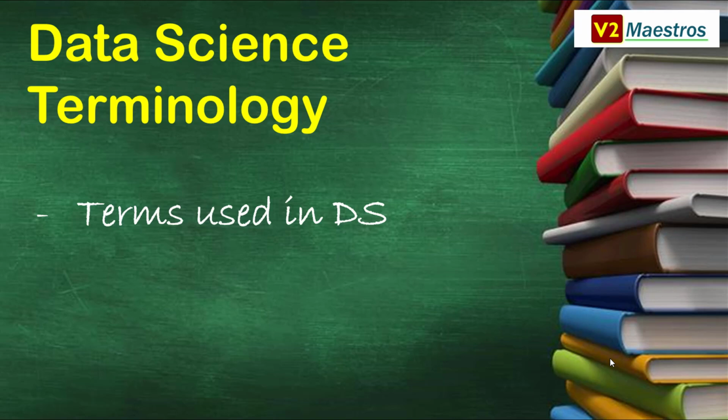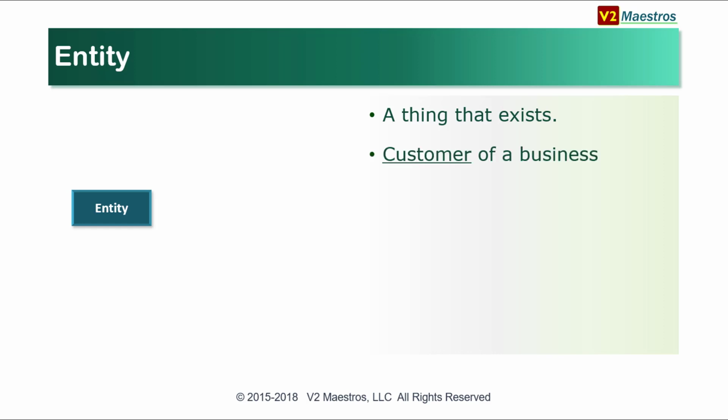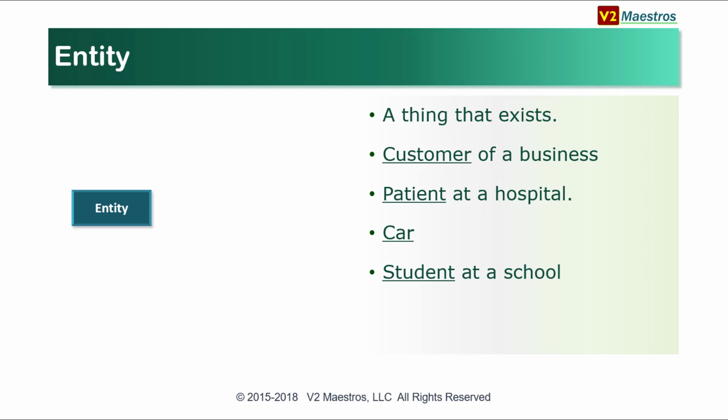Let us look at some of the terminology used in data science. We start off with an entity. An entity is a thing that exists in the real world. Examples of entities include a customer of a business, a patient of a hospital, a car, a student at a school. Entity has a business context. In the above examples, a single individual can be a customer, a patient, and a student. What matters is the role that is being played inside the business environment.